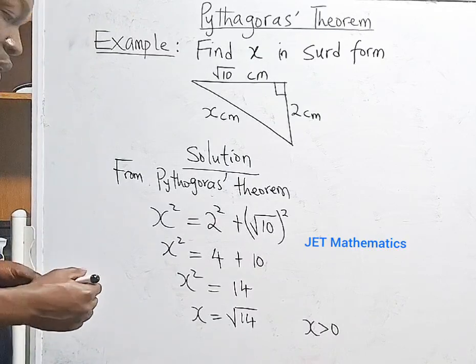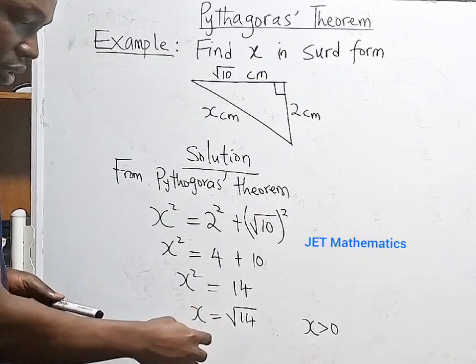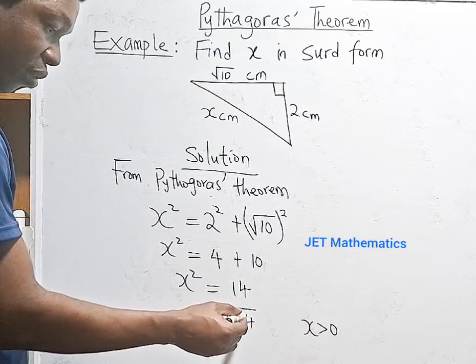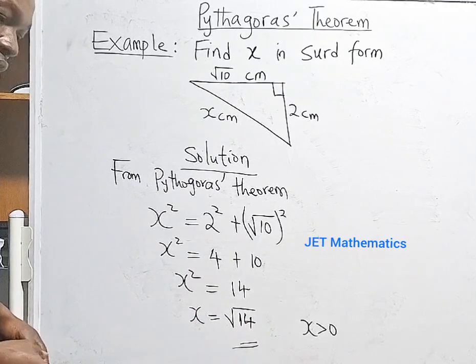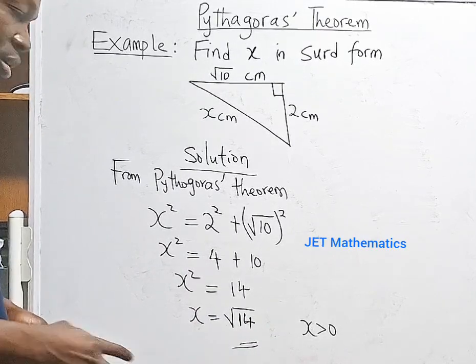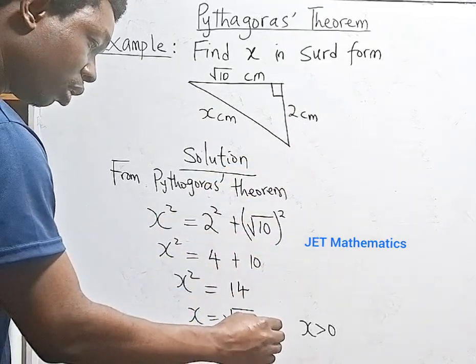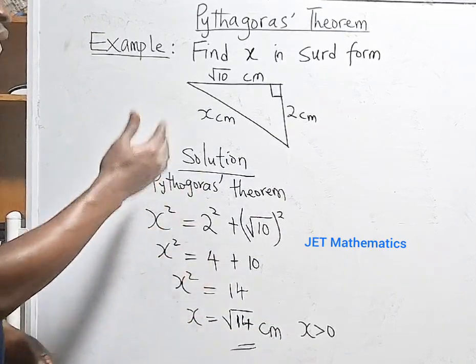Okay? So we're asked to leave our result in surd form. So this is the solution, root 14. We can't simplify root 14 further. So this is the surd form number. And then we're going to put our length in cm. Alright? So this is the solution to this problem.